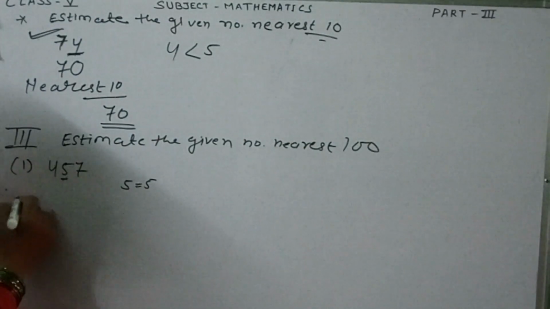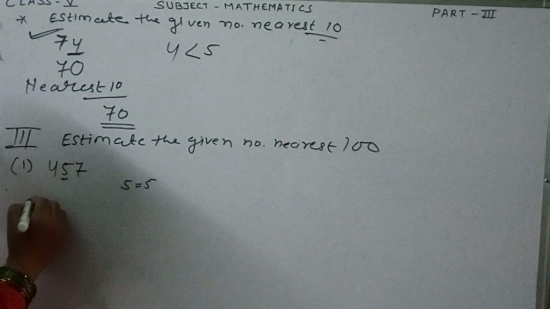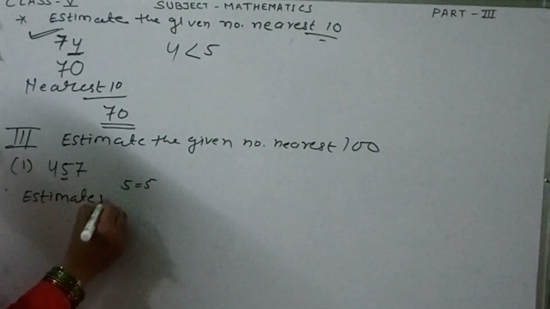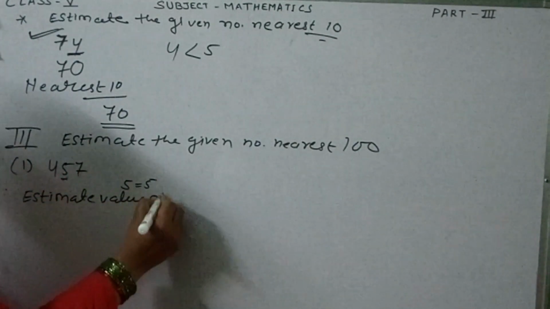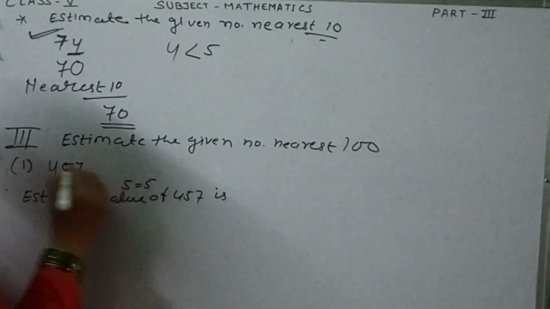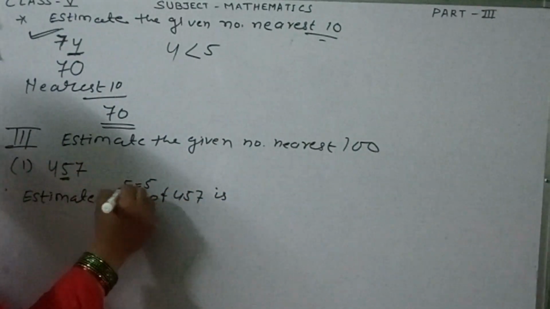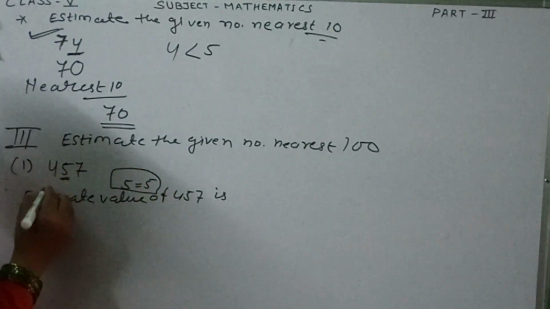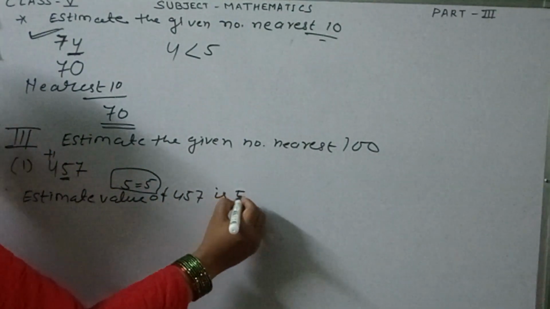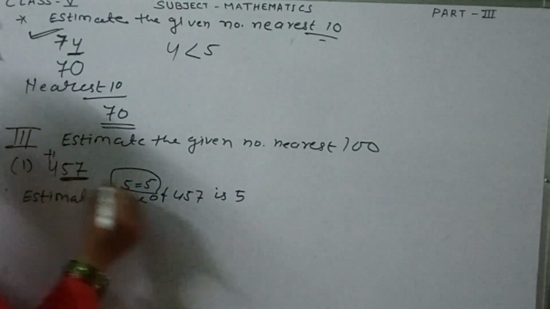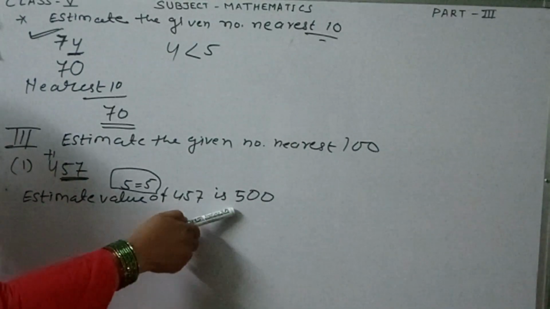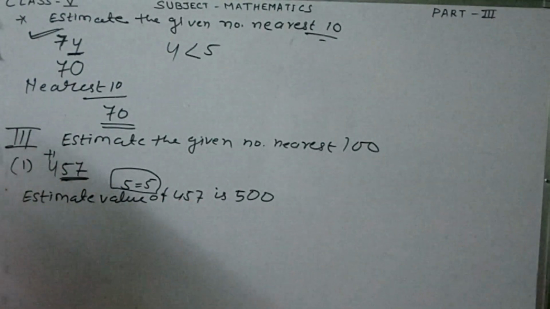So what will be the estimate value of 457? Here the tens digit is 5, which is equal to 5, so you give one more to the hundreds digit and write 5, and the last two digits will be 0 0. That means the estimate value of 457 is 500.